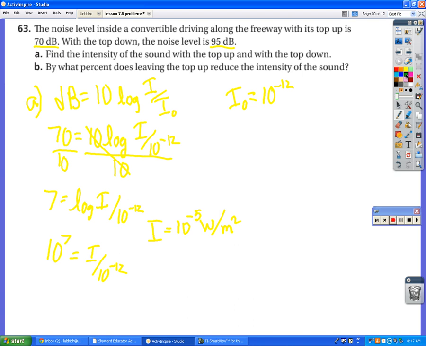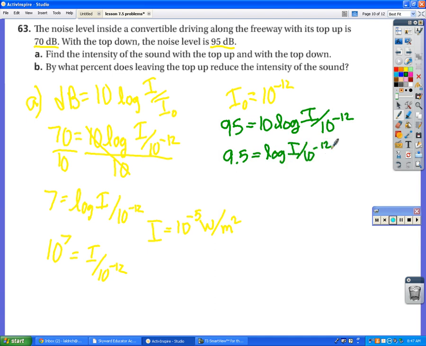All right, so now we're going to do the same thing, but we're going to set it equal to 95 this time. So 95 equals 10 log of I over 10 to the negative 12. Same as before, what do I do first? Divide by 10. So 9.5 equals the log of I over 10 to the negative 12. And then 10 to the 9.5 equals, no, the log is gone when we do this exponent thing. Yep, I over 10 to the negative 12, okay?